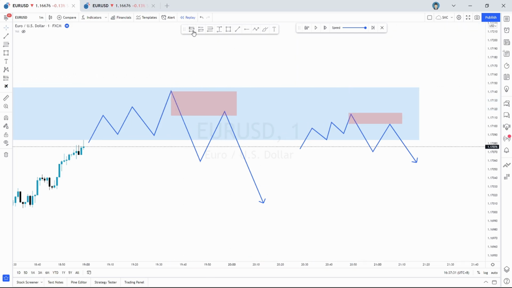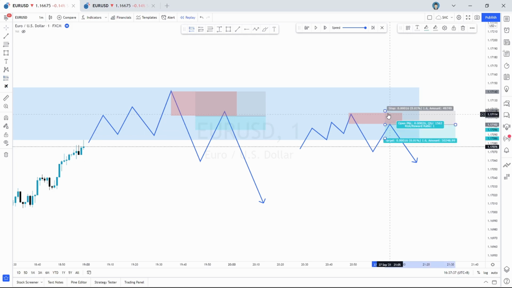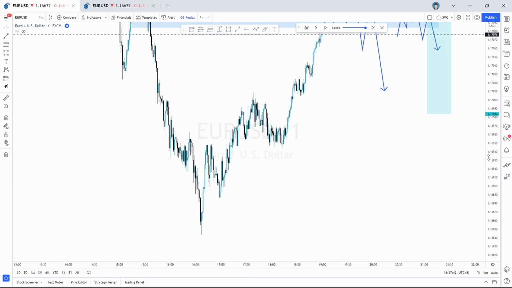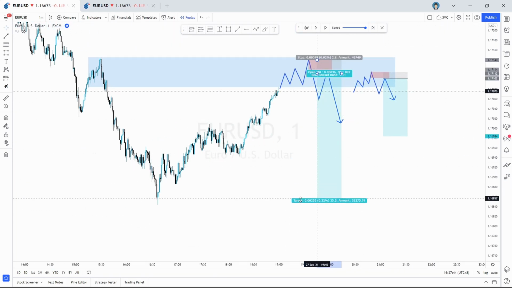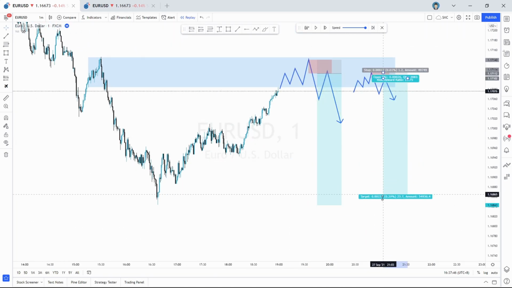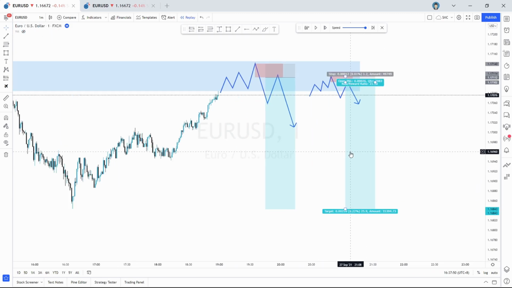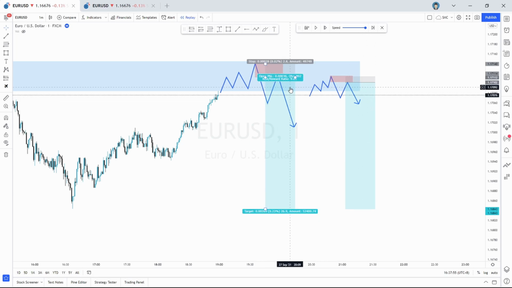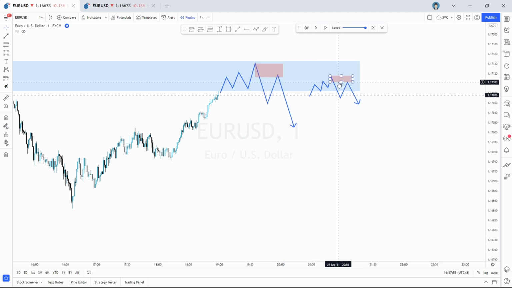So if we measure, this is a 2.8 pip. This is a 1.2 pip. So if you just target these lows, obviously the smaller schematic is better since it's a smaller stop loss, meaning we can have better RR, 21 RR compared to 9 RR. But not all the time do we keep looking for very tiny schematics.